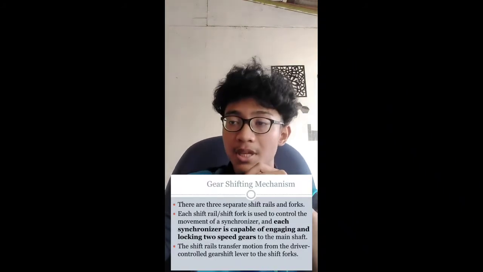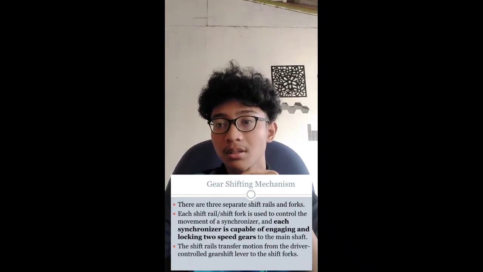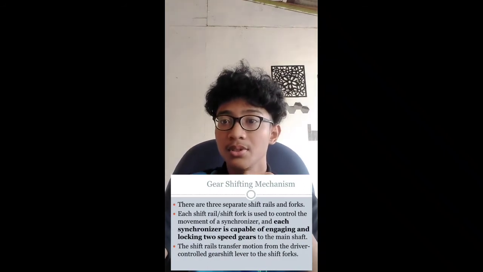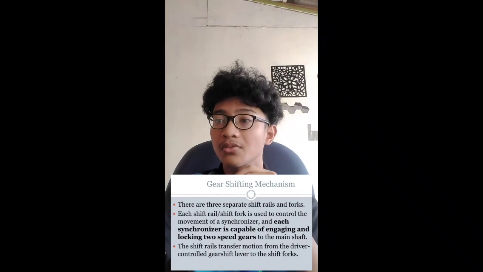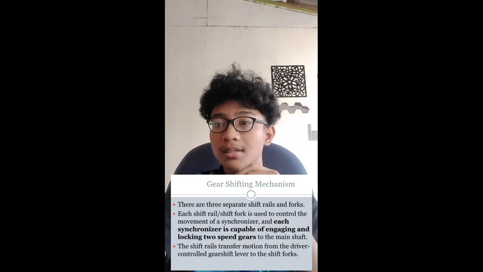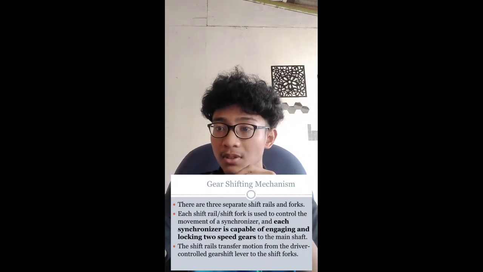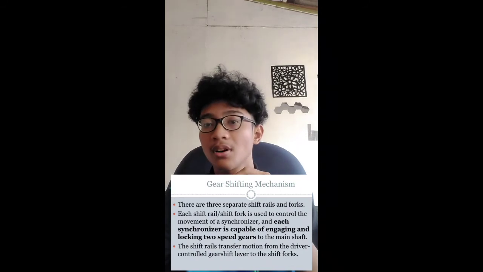Gear shifting mechanism. There are three separate shift rails and forks. Each shift rail or shift fork is used to control the movement of a synchronizer, and each synchronizer is capable of engaging and locking two speed gears to the main shaft. The shift rails transfer motion from the driver-controlled gear shift lever to the shift forks.